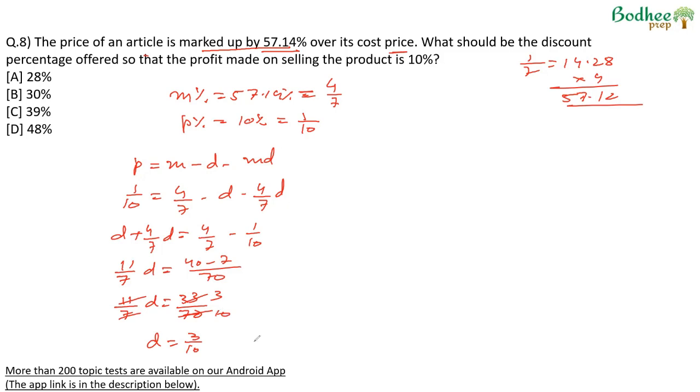As a percentage, we multiply by 100 to get discount percentage. So 3 by 10 into 100 will give us the answer as 30%. The discount offered is 30%.